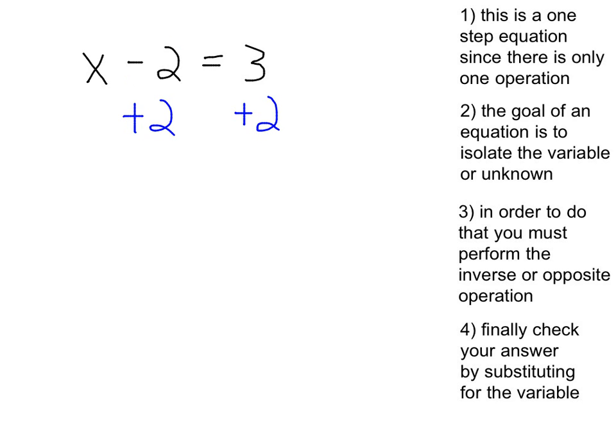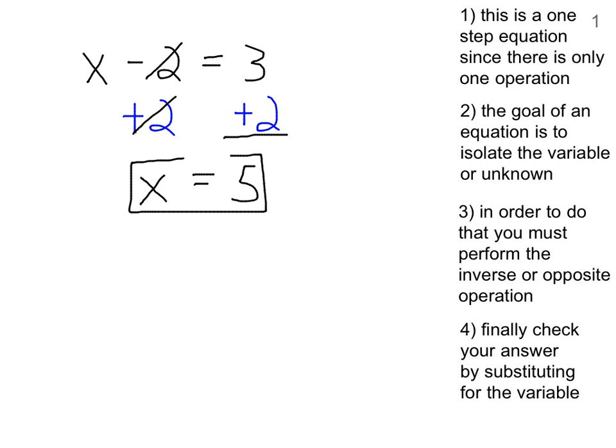Now a negative 2 and a positive 2, they just cancel each other out. And again, we're left with just x. And of course, 3 plus 2 is 5. So right now that gives us an answer of x equals 5.